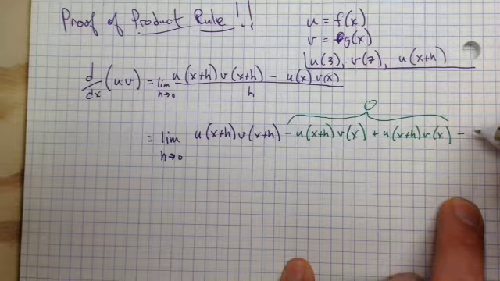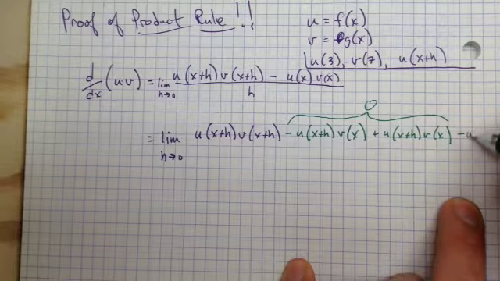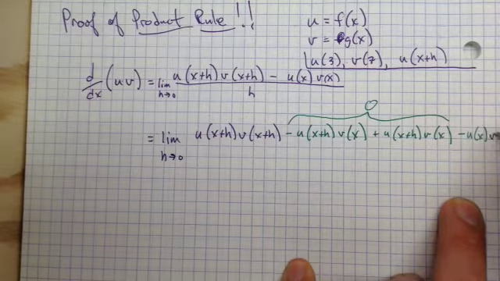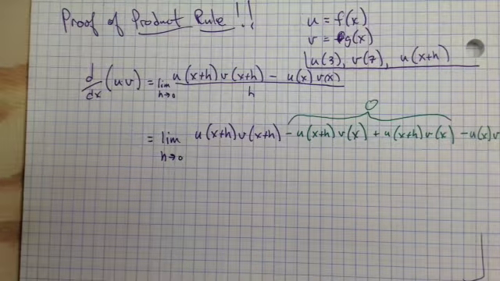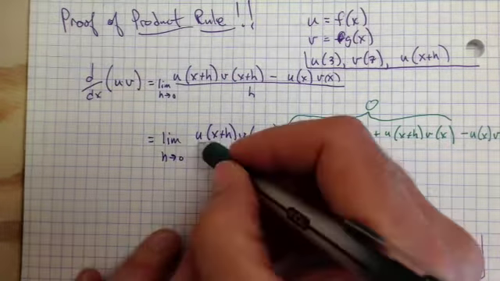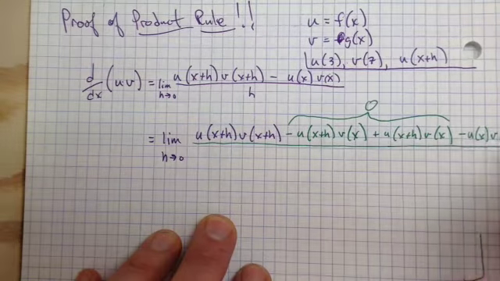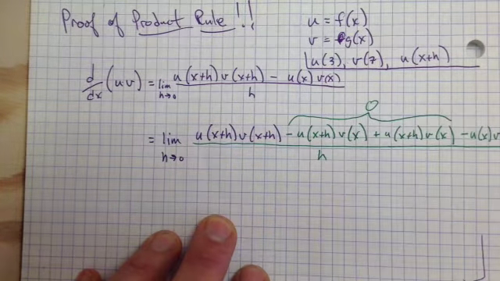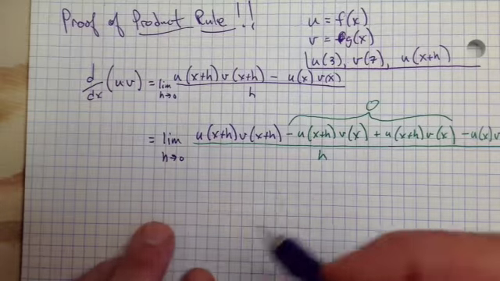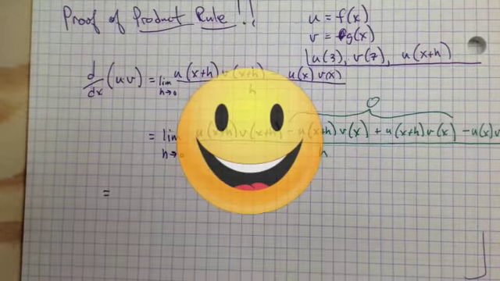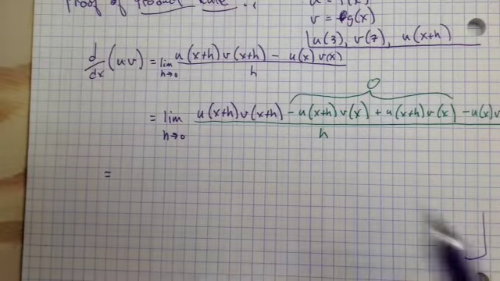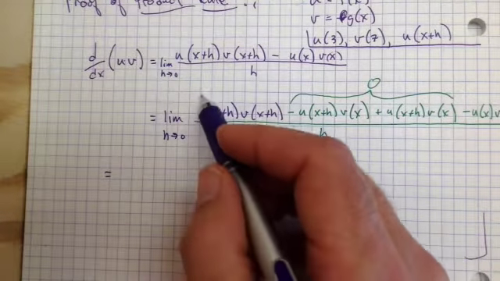minus u of x, v of x, all over h. Oh, I should have done that back in purple. So we've added nothing. No big deal. I'm going to scooch over here, give myself a little more space. Now all we're going to do is rearrange that. So we're going to group these two things together.